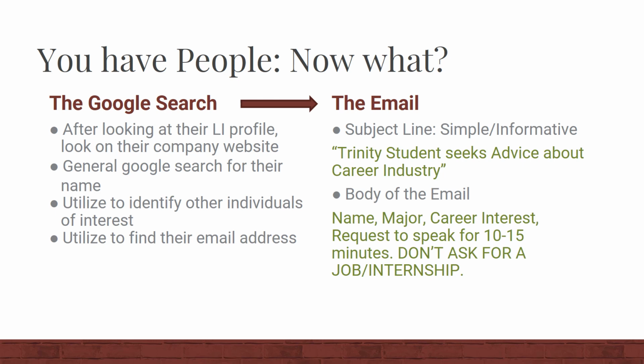So once you have the people, you have their contact information, it's time to send the email. And there are two things that you want to consider as you're sending the email: having a very simple, clear, informative subject line, and having all the information you need in the body of the email. So you can have a general and short subject line for your email that could be something like Trinity University student seeks advice about career industry, Trinity University student seeks advice about film industry, or seeks advice about career pathway within production.